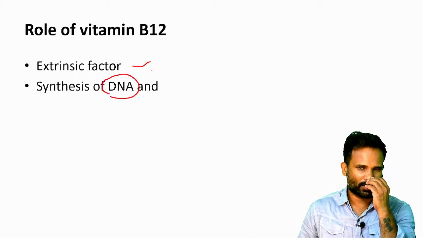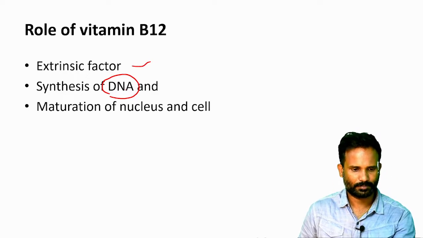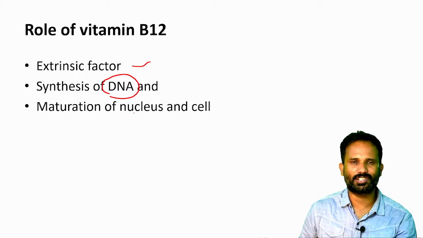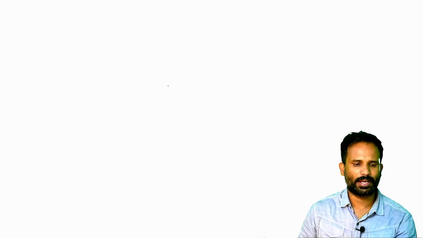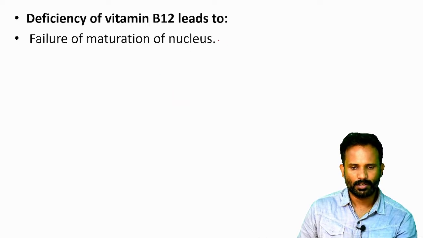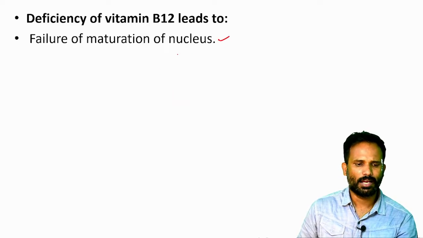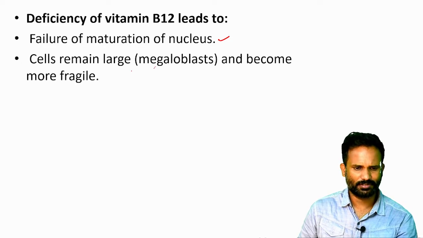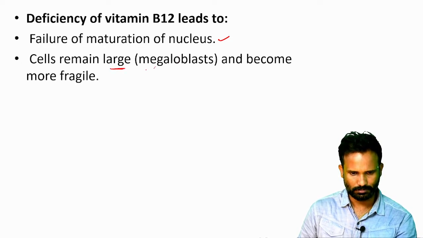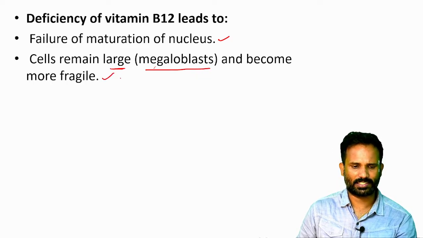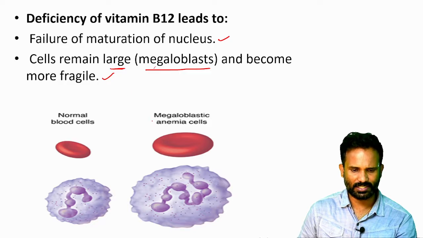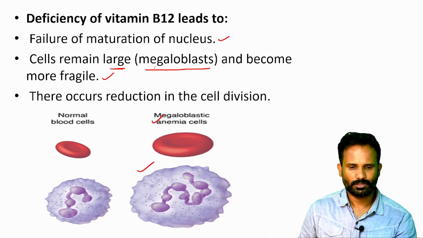DNA synthesis should occur for the mitosis to occur, and this causes maturation of the nucleus and cell, nothing but division, and the daily requirement is around 1 to 2 micrograms. So deficiency of B12 leads to failure of maturation of the nucleus, so no division, so cells remain large, they are called megaloblasts, nothing but the proerythroblasts, and they are more fragile, causing lysis and anemia. So if you can see, these are the megaloblasts, and even WBC are suffering from division. So cell division.